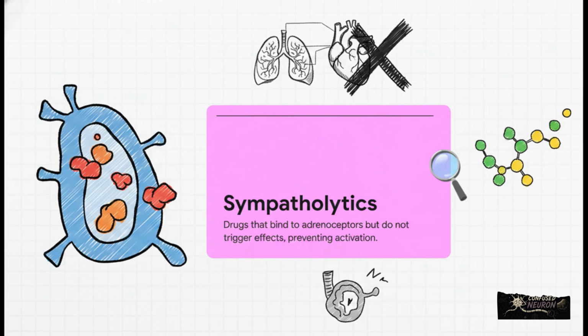So, let's set our crucial baseline, sympatholytics. Basically, these are drugs that bind to adrenergic receptors but do not trigger the usual receptor-mediated intracellular effects. They're the ultimate blockers. They just sit right there on the receptor and prevent activation by your body's own endogenous agonists, like norepinephrine or epinephrine, or even exogenous ones you might give a patient. Essentially, think of these as your anti-fight or flight agents. They just shut down the sympathetic nervous system right at the receptor level.